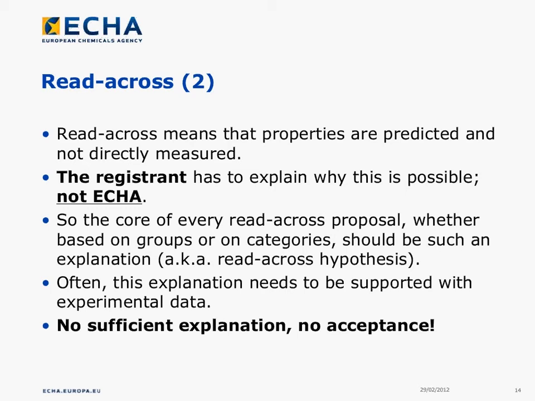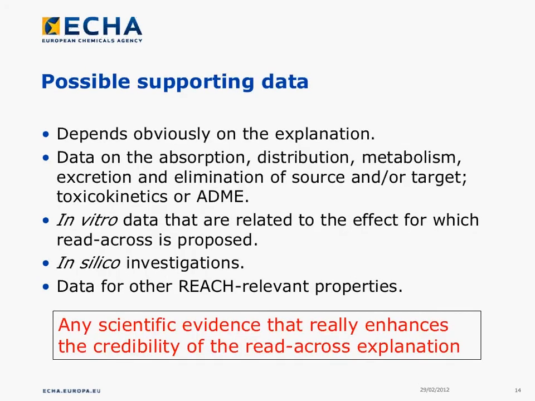So the core of every read across proposal, whether based on groups or on categories, should be such an explanation. We often call it also the read-across hypothesis, or it can be called just read-across justification. Often this explanation needs to be supported with experimental data. If there is no sufficient explanation as to why it's possible to read across, then the read across cannot be accepted during the evaluation.